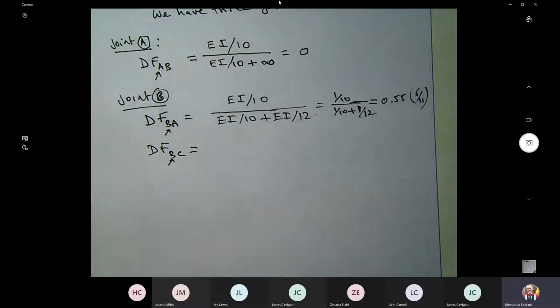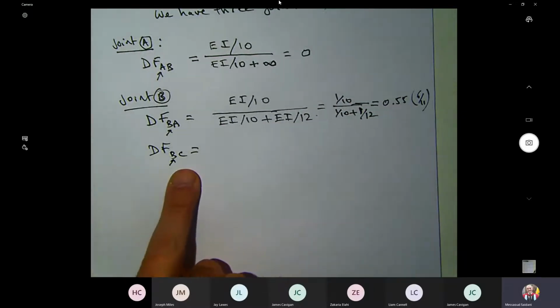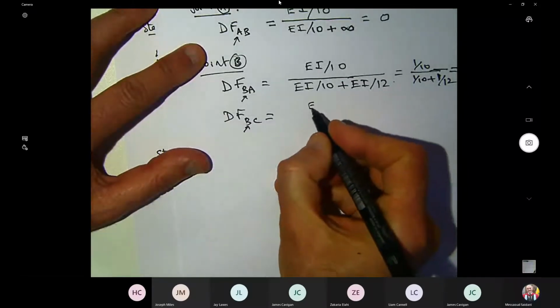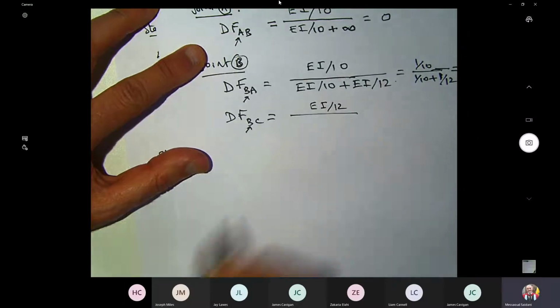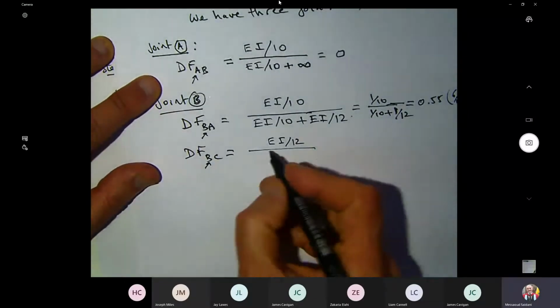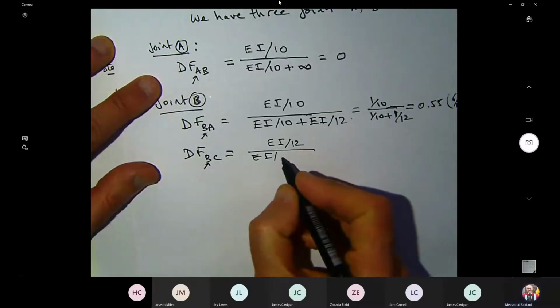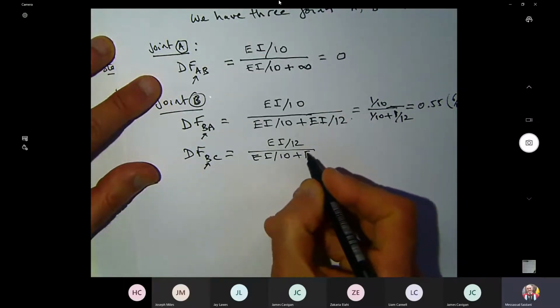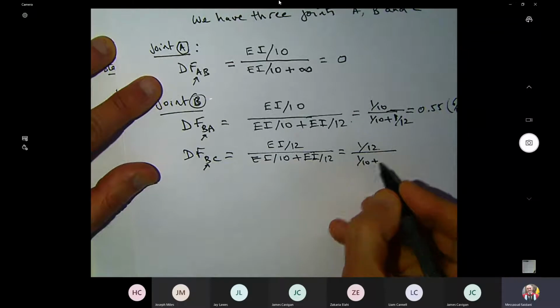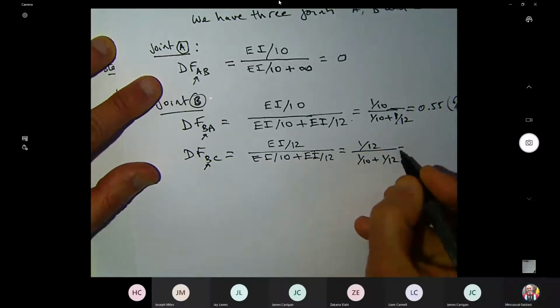Okay. Now, similarly, we do the same now for BC. For BC, we have stiffness of BC, EI over 12, divided by the sum of the stiffness of all members connected to joint B. So it's the same, EI over 10 and EI over 12, okay? Which gives 1 over 12 over 1 over 10 plus 1 over 12.